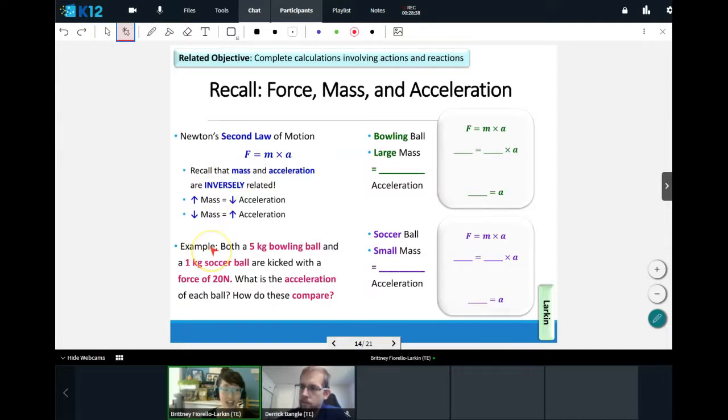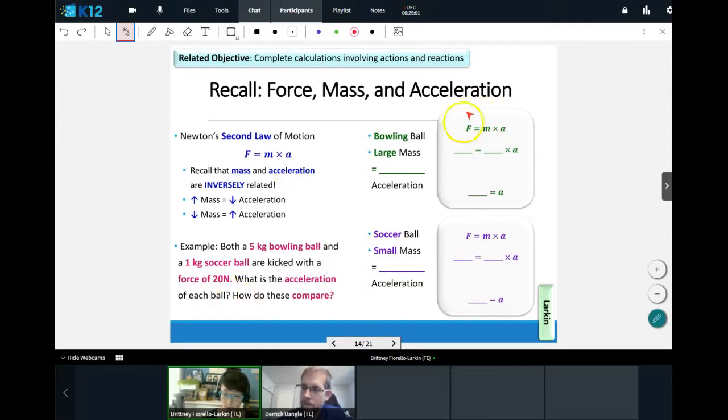Excellent. All right. Now let's go ahead and actually begin to calculate that and make sure that we really understand it both conceptually as well as mathematically. So we have a 5-kilogram bowling ball and a 1-kilogram soccer ball. They're both kicked with the same force, 20 newtons. So we want to see what would be the acceleration of each ball. How do those accelerations compare? So let's go ahead and take a look here.